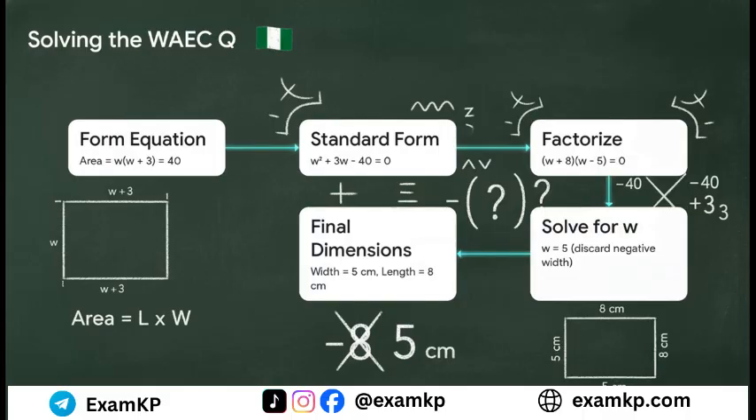But wait a second. Can a rectangle have a negative width? No way. So we toss out the negative 8. The width has to be 5 centimeters. And if the width is 5, the length is 5 plus 3, which is 8 centimeters. And there you have it, our final answer.